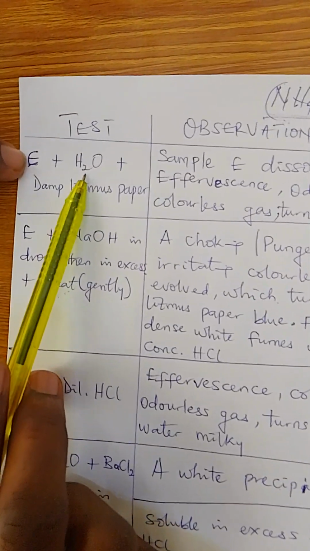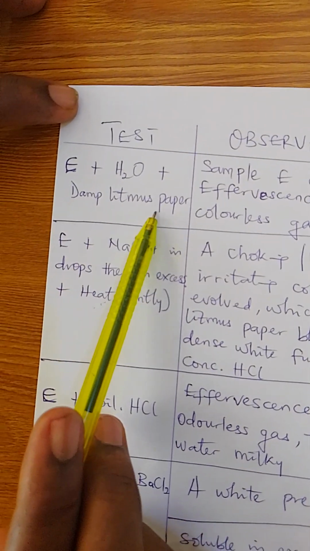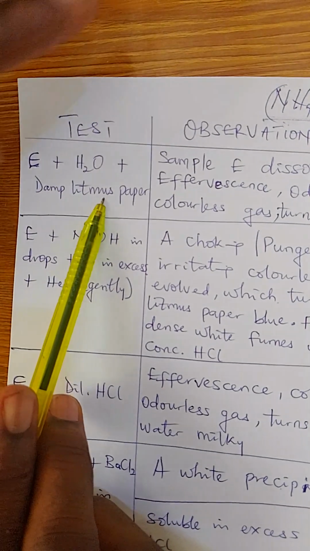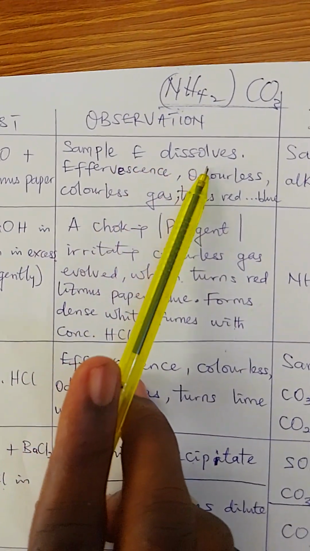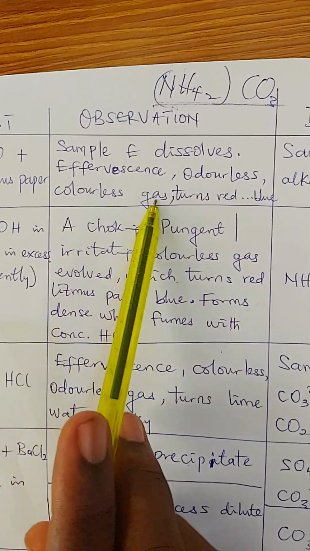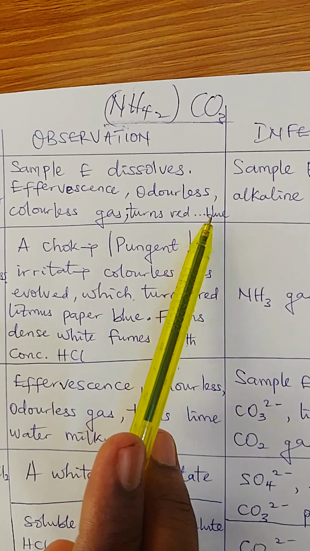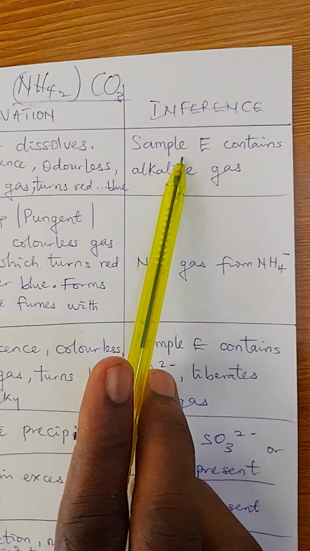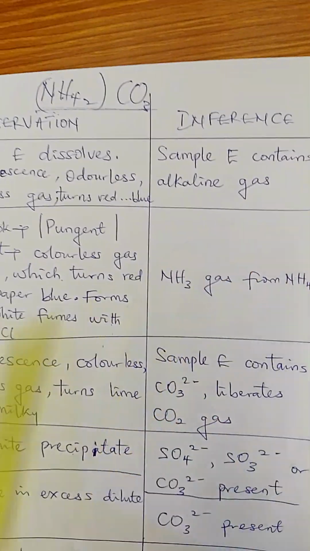They can ask you to add water to it and test with a damp litmus paper without indicating which of the litmus paper. So in that case, carry the red and the blue to the mouth of your test tube, and if you do that, you notice that sample E will dissolve and there will be effervescence, odorless, colorless gas, which turns red litmus paper blue. And with that observation, it means that sample E contains an alkaline gas.